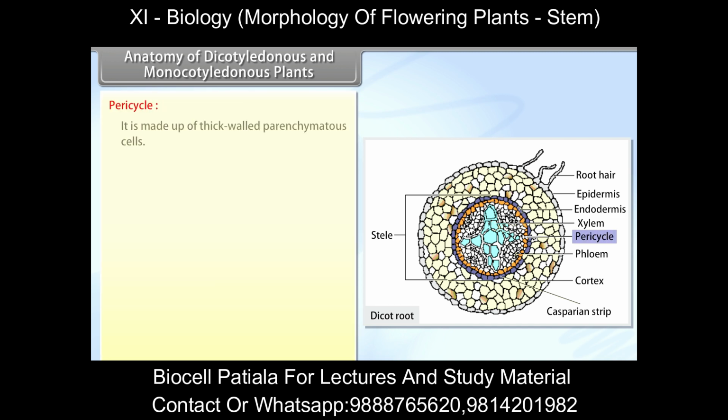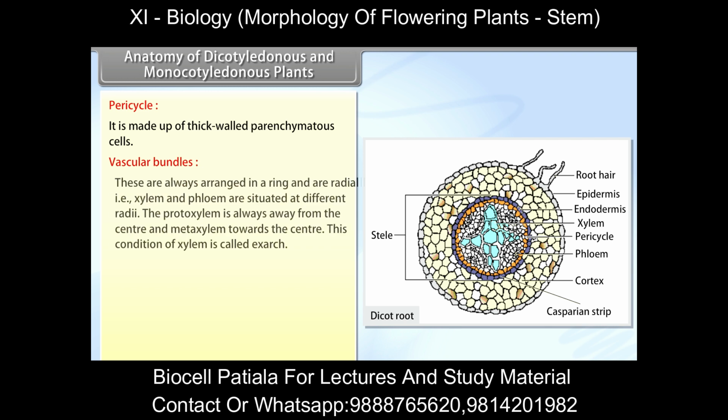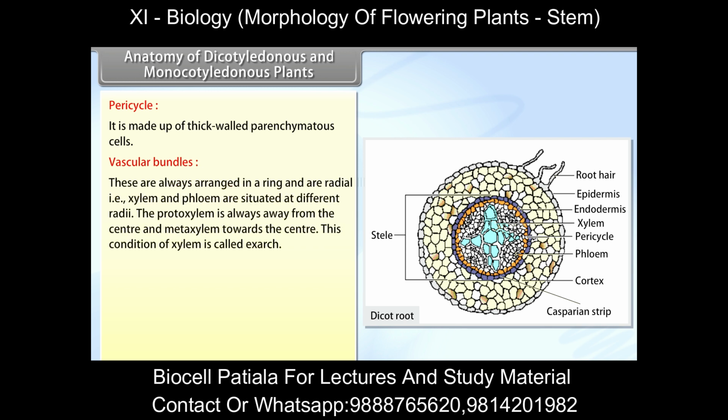Pericycle. It is made up of thick-walled parenchymatous cells. Vascular bundles. These are always arranged in a ring and are radial, that is, xylem and phloem are situated at different radii. The protoxylem is always away from the center and metaxylem towards the center. This condition of xylem is called exarch.